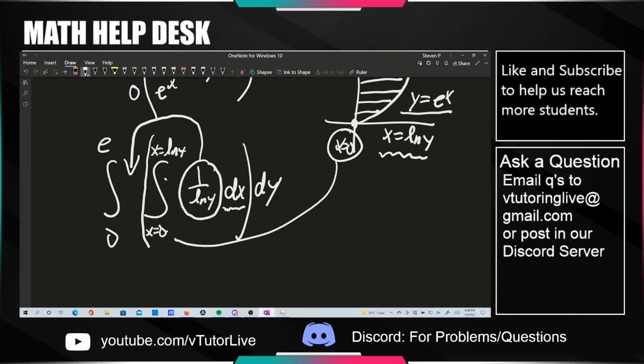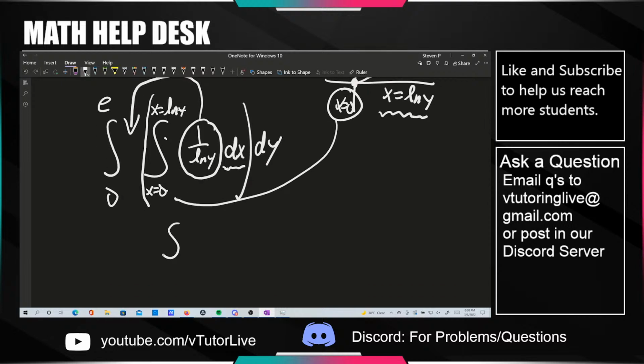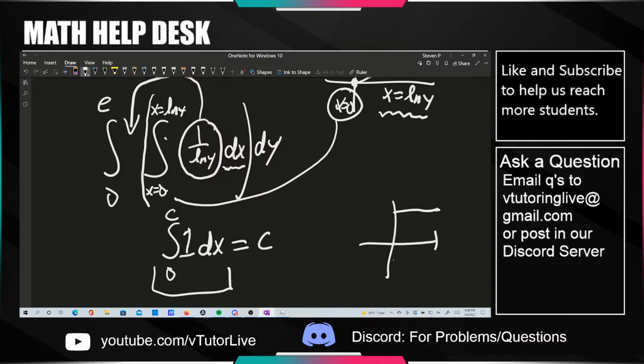And wait a minute, that's the easiest integral in the world, right? Because the integral from 0 to any c of just dx is just equal to c. What this is saying is basically the area under the curve of just the constant 1 function. So if this is 0 and this is c, and this height right here is 1, this is basically just getting the area of that rectangle. You see what I'm saying?